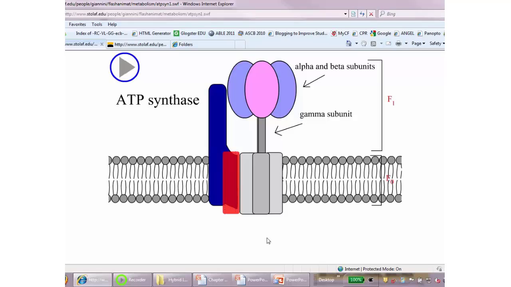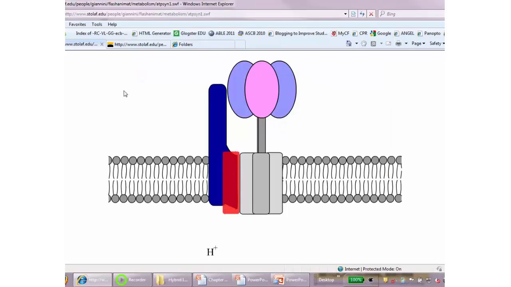So down here on the bottom would be where we have the high hydrogen concentration, and this means that the hydrogens are going to want to flow up in this slide through the red tunnel that we see, and as they flow up, it will cause this wheel to turn, which will also cause this to turn. So if we take a look at that, notice the hydrogens are flowing through. They are flowing through by the process of facilitated diffusion. They're going high to low. And as they go high to low, we see that this wheel turns, and we also see the ADP and the phosphate coming in and being joined together.